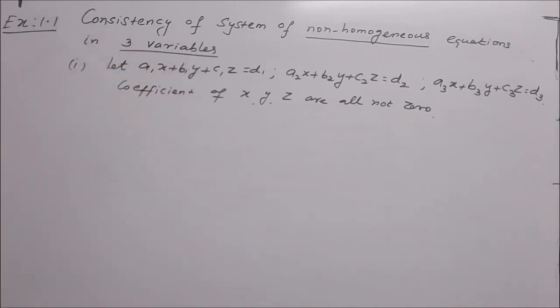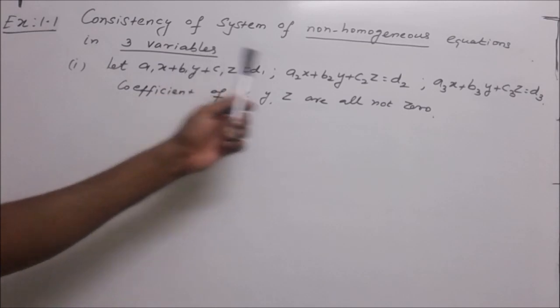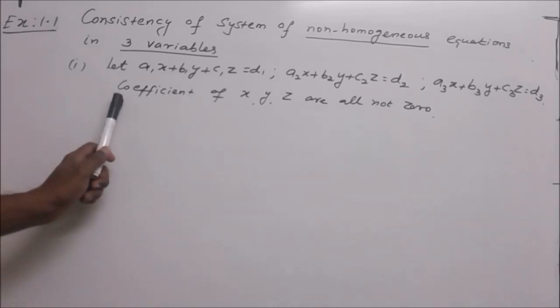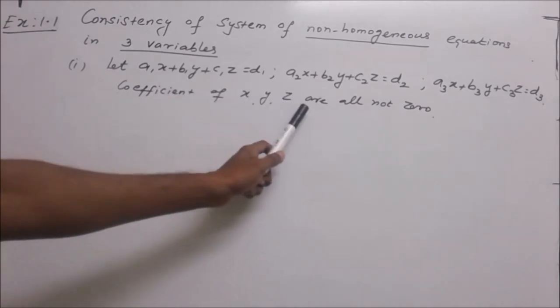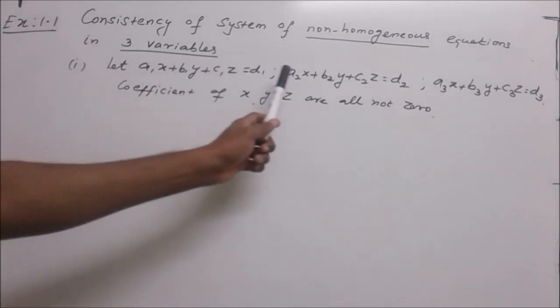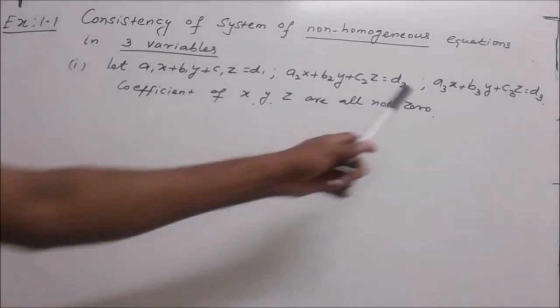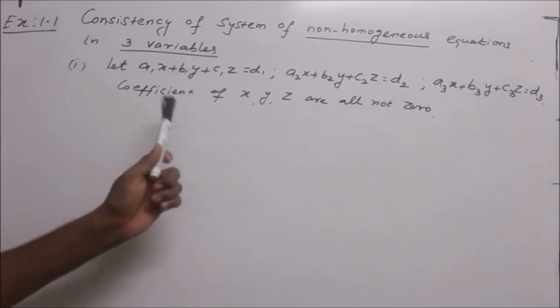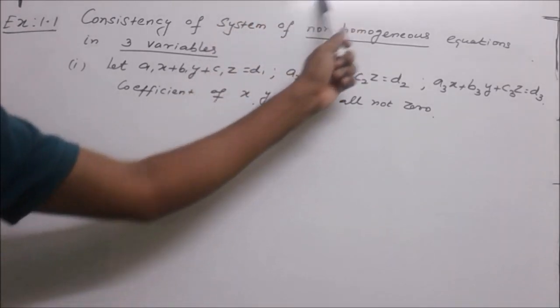For three variables, consider a system of three equations: a1x plus b1y plus c1z equal to d1, and a2x plus b2y plus c2z equal to d2, and a3x plus b3y plus c3z equal to d3. And the coefficients of x, y, z are not all zero. At least one of the coefficients is non-zero in the given three equations. The system of non-homogeneous equations.